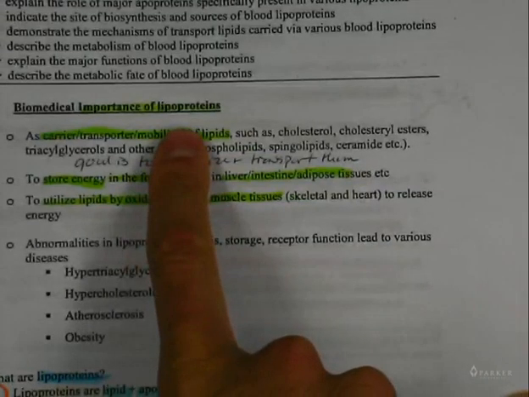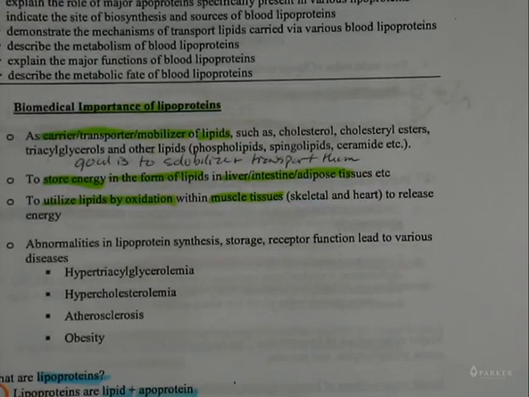So the biomedical importance of lipoproteins. First of all, what is a lipoprotein? Fat and protein. Fantastic. Great answer. It's fat and protein put together. We use them as a carrier, transporter, mobilizer of lipids. Why do we need a carrier for lipids? Because they're not soluble. So we have to have a protein that is specifically built to carry fats. That's what our lipoproteins do. They're proteins that are built to carry fats throughout the body.